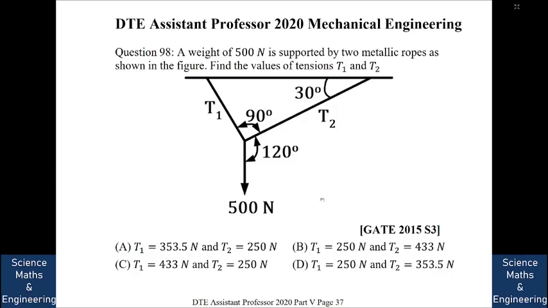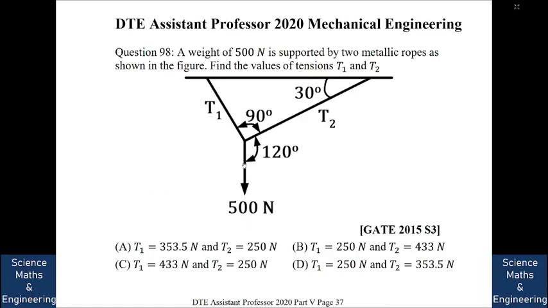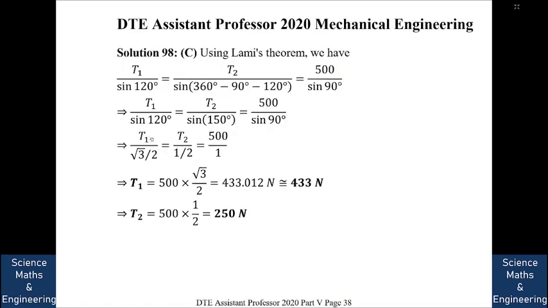So next question. A weight of 500 Newton is supported by two metallic ropes as shown in the figure. Find the values of tensions T1 and T2. So the answer is, using Lami's theorem, we have T1 divided by sine of 120 degree would be equal to T2 divided by sine of this angle, which is 360 minus 210, that is 150 degree. And which is also equal to 500 divided by sine of 90. So we have T1 is equal to 433 Newton and T2 is equal to 250 Newton.